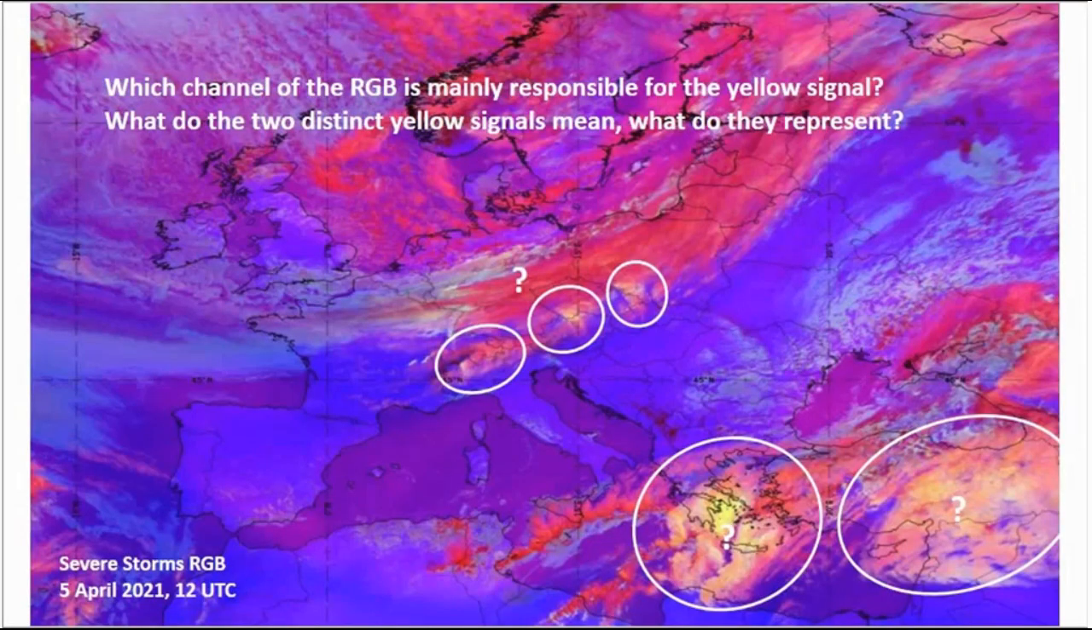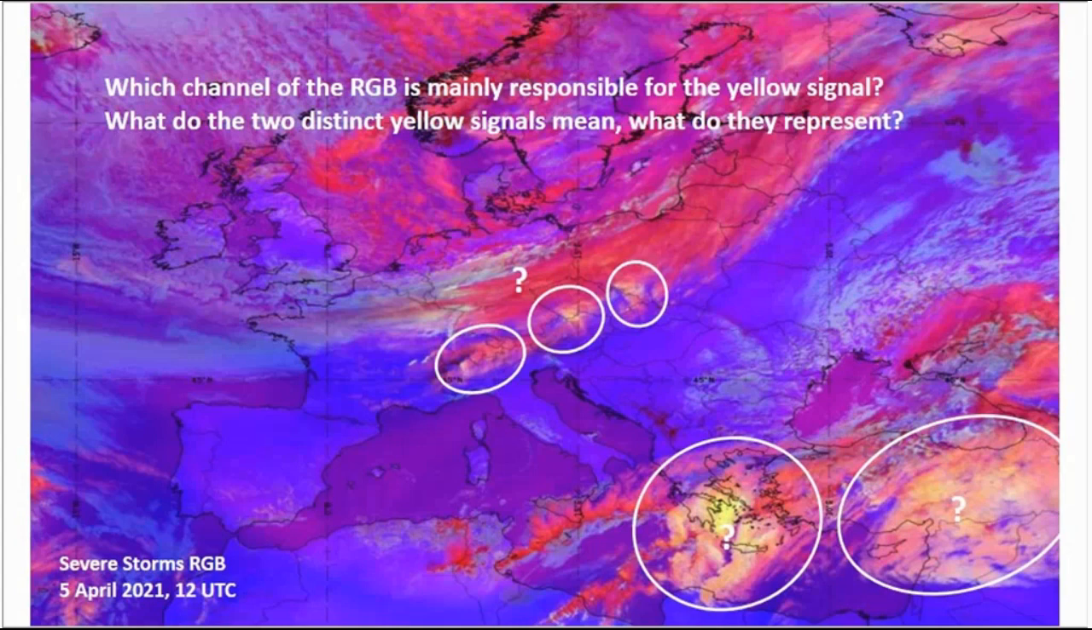So let's shift a bit to another topic. Which channel of the RGBs is mainly responsible for the yellow signal? I will answer that for you. It's the 3.9 micrometer channel, which you probably know very well.